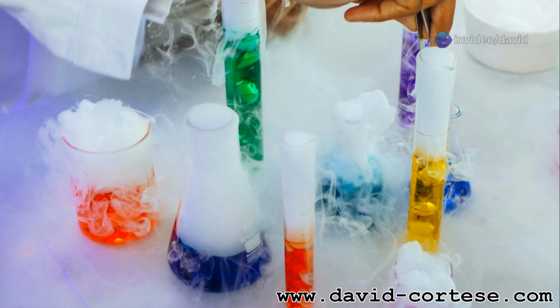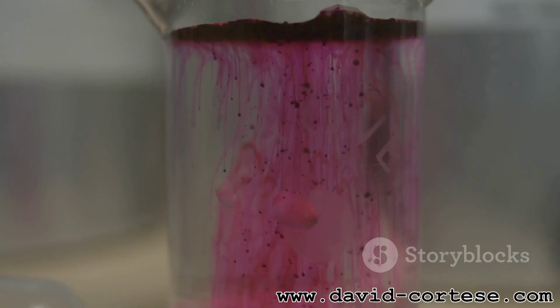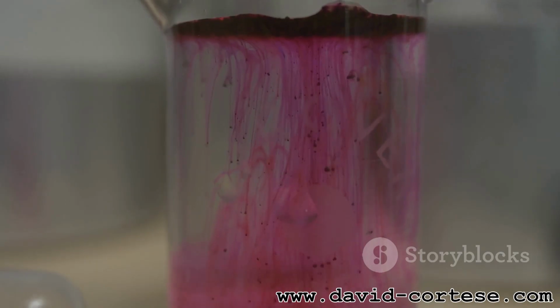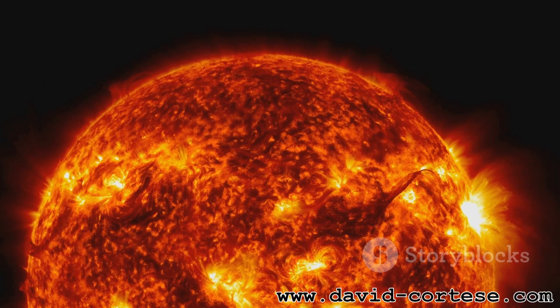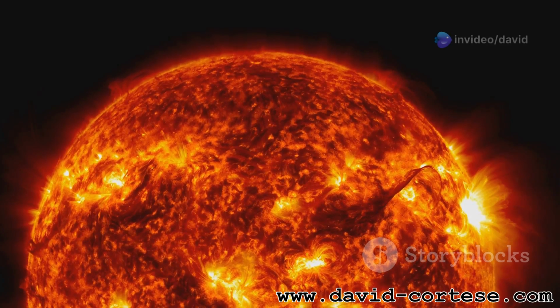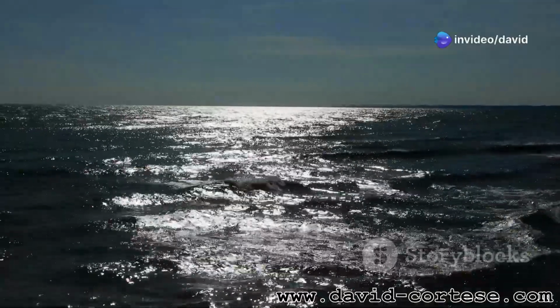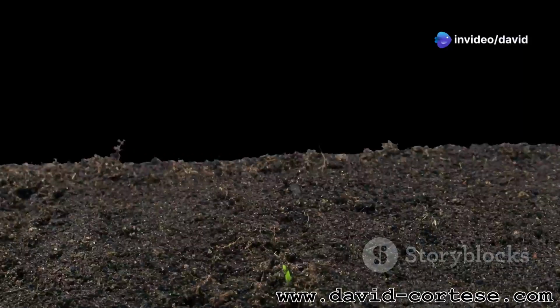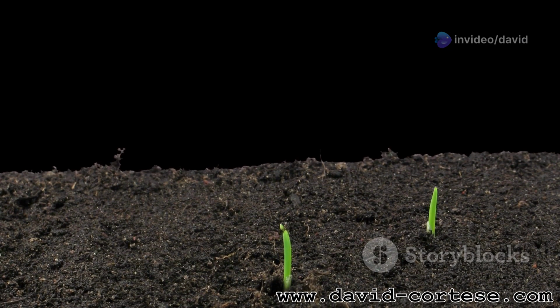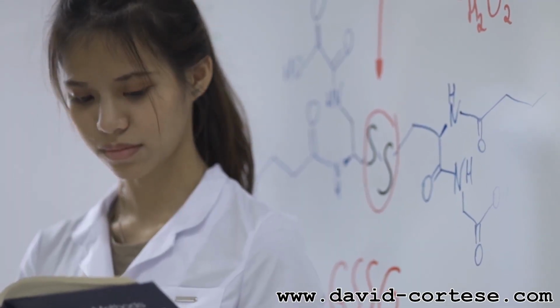Chemical reactions are not just abstract ideas. They are not confined to laboratories with bubbling beakers. They are happening in the sun, producing light and heat. They are happening in the oceans, shaping our planet's climate. They are happening in the soil, allowing plants to grow. They are even happening as you read these words.